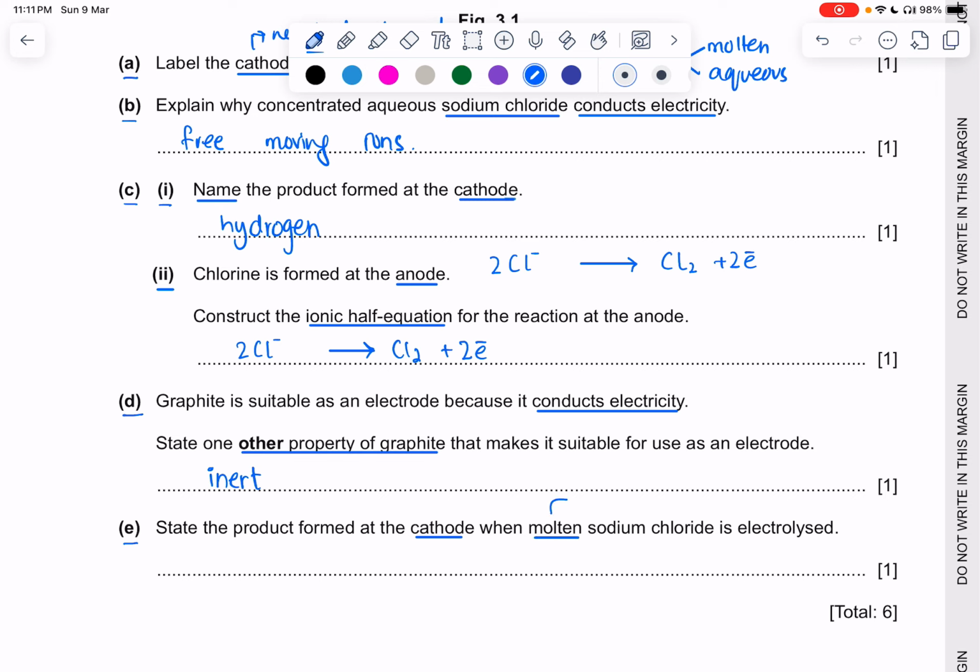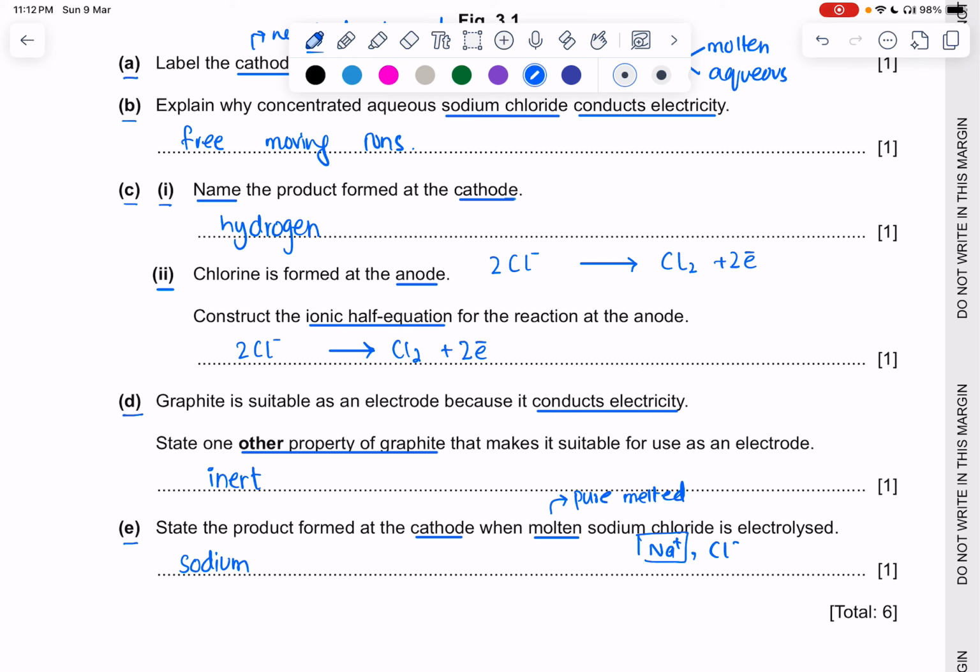Now the last part E, state the product formed at the cathode when molten sodium chloride is electrolyzed. Molten means pure melted state. It means only liquid is there, no water is added. So if we have only liquid, it means we have Na positive and Cl negative as ions. And here the examiner is asking about the cathode. So the product would be the sodium containing species. So it means sodium will be discharged at the cathode and it will form sodium as element. So the product name is sodium.